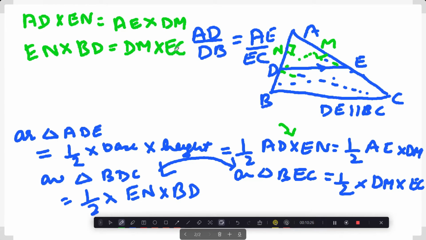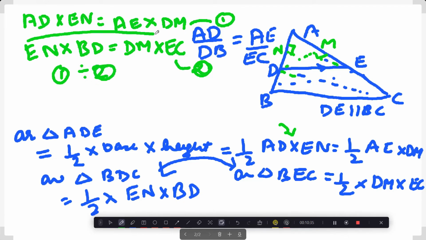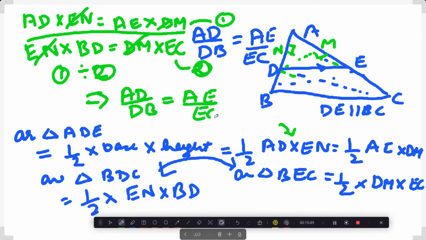So what can we do now? We can simply divide 1 by 2. So we will divide this whole thing, so this will cancel, this will cancel. So what does it become? This AD by DB is equal to AE by EC.